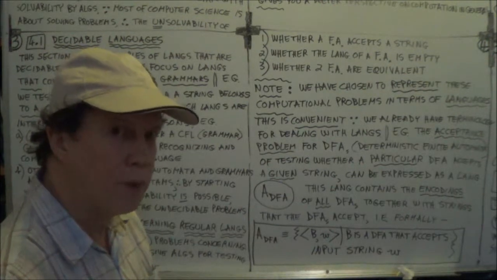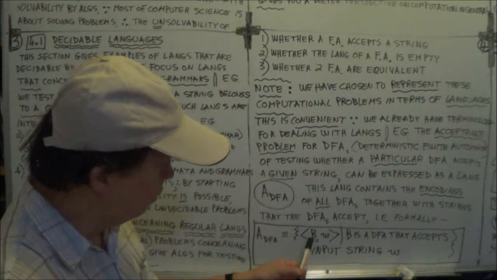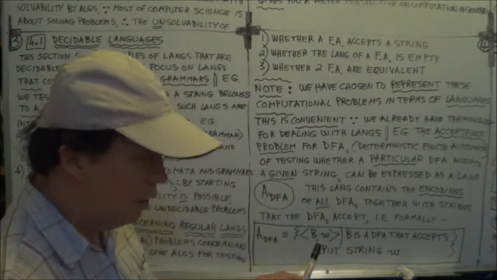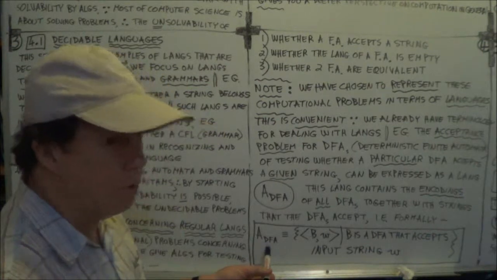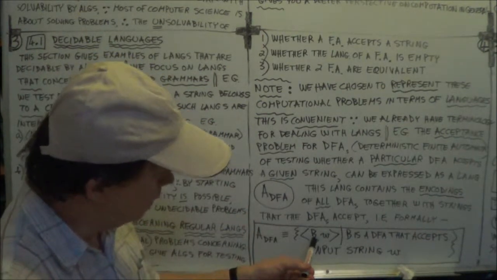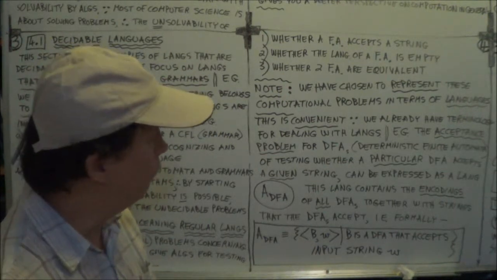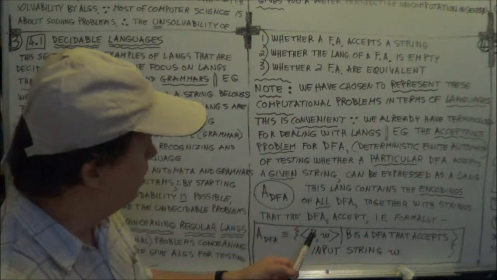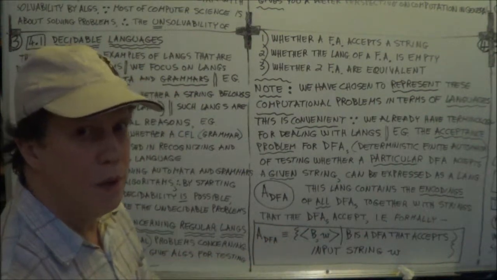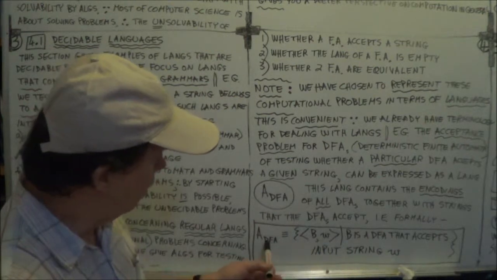So you can turn that argument on its head. If this ordered pair, this machine with this string, belongs to this language, then B accepts that string. So you're translating the problem from does B accept W into is this ordered pair a member of this language?